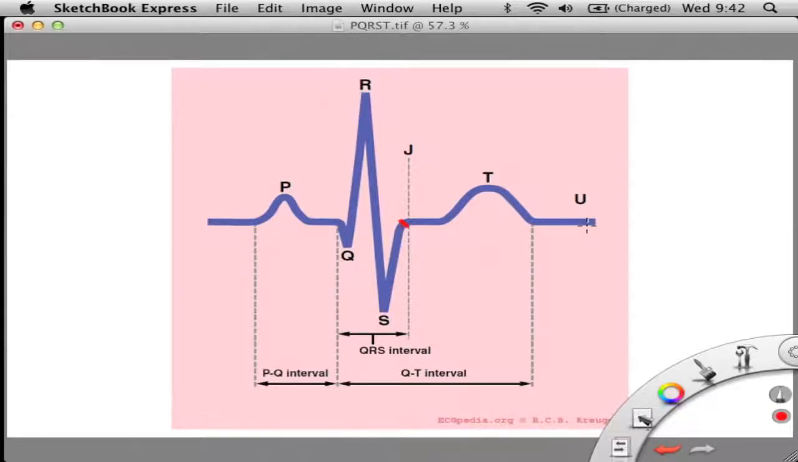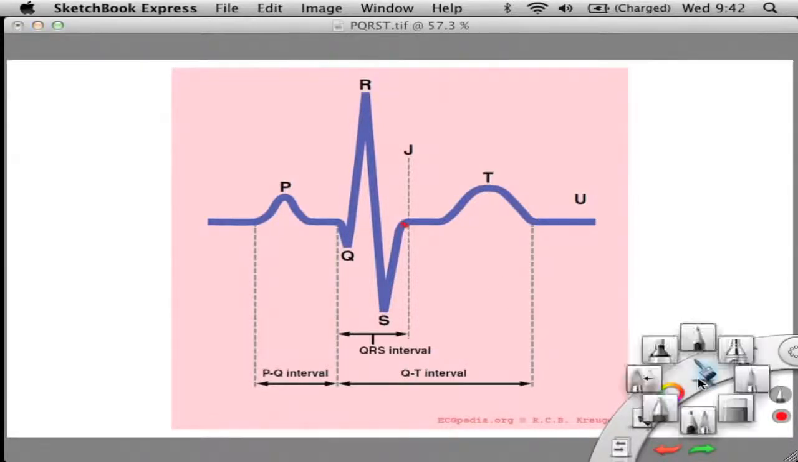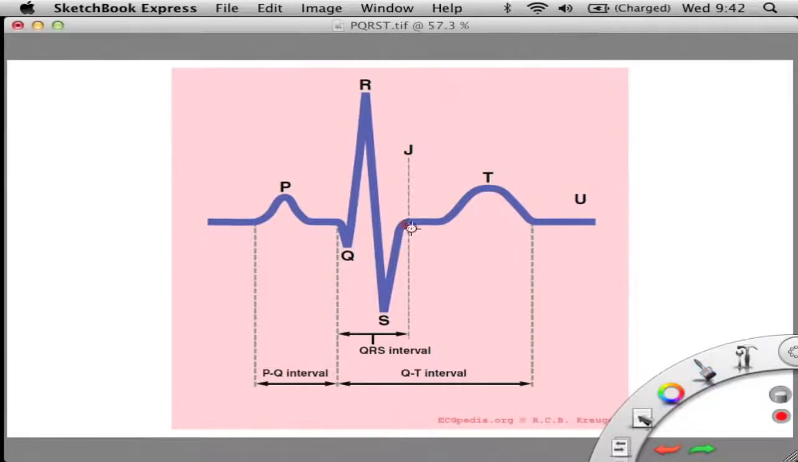So is it safe to call the isoelectric line the baseline too? Yes. Baseline, isoelectric line, I'm okay with using those the same. That's fine.